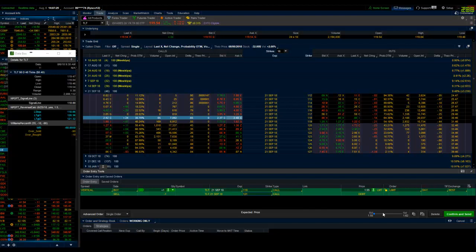Okay, so again, we're buying the 118 call. We're also selling the 121 call, both in the September monthly options. And we're paying right around $1.55 for that position.